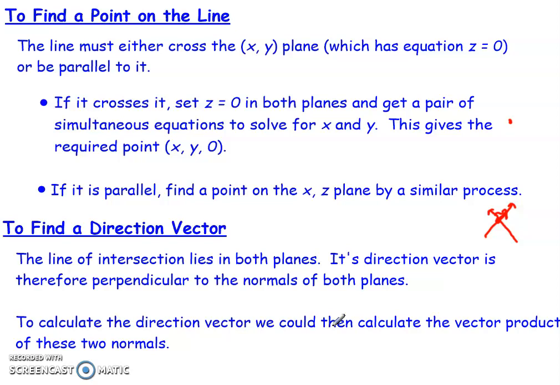Hence we'll then have enough information to be able to get the equation of that line in any of the three forms that we're after, because we've got the direction vector and we'll have a point sitting somewhere upon that line. Show you exactly what I mean.